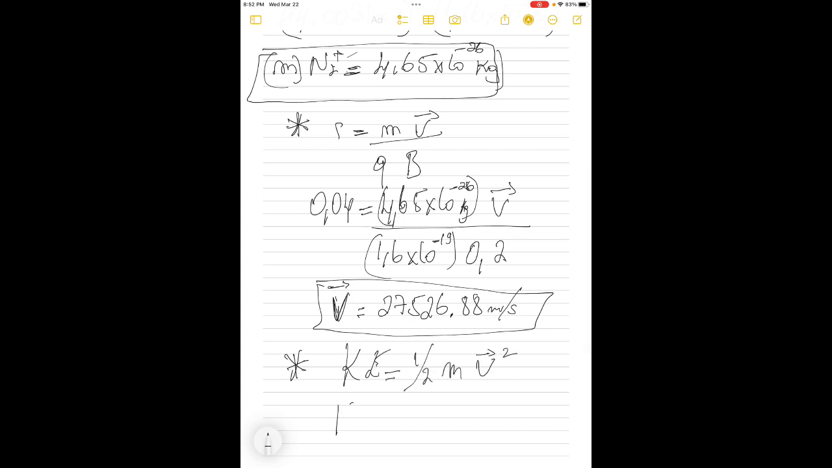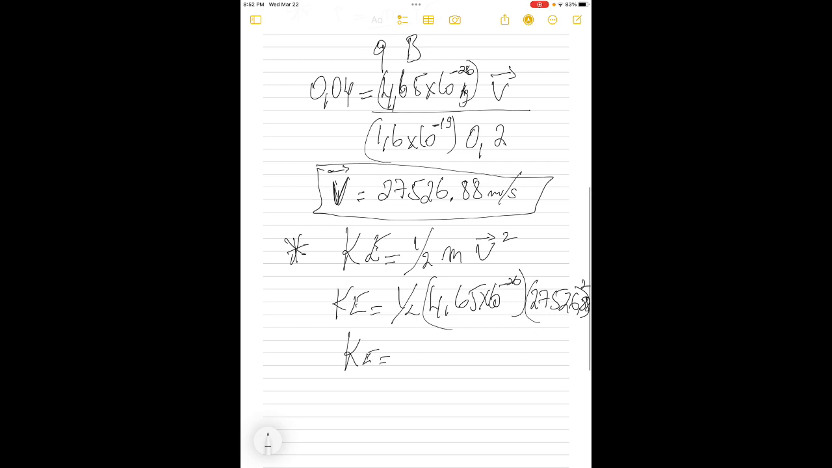From here, we can look for the kinetic energy, that's one half multiplied by mass, speed squared. The mass is 4.65 times 10 to the minus 26 multiplied by the speed, 27,526.88, squared. So the kinetic energy is going to be equal to 1.76 times 10 to the minus 17 joules.